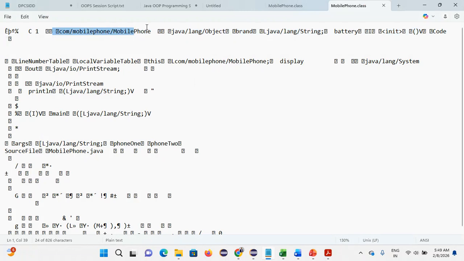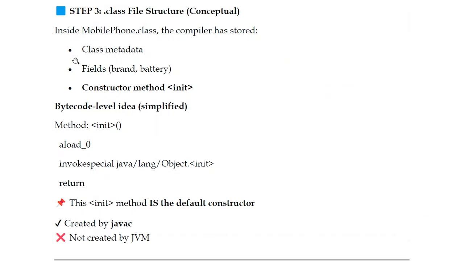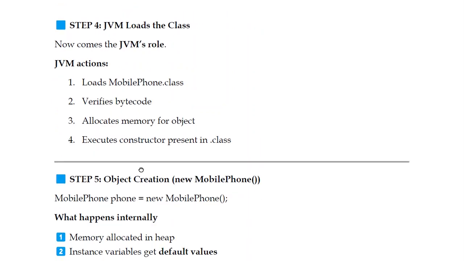See here, class metadata, class name, brand, battery, and after that the constructor. As per the diagram, we have class name, metadata, data members, and the default constructor. This is what we explained in theory also: class metadata, fields, constructor method init. The init method is called the default constructor, created by the Java compiler, not by the JVM. Please be clear on this.